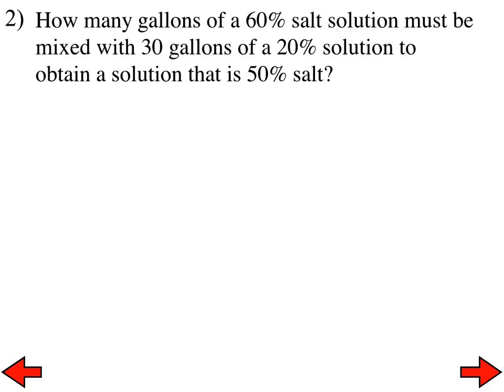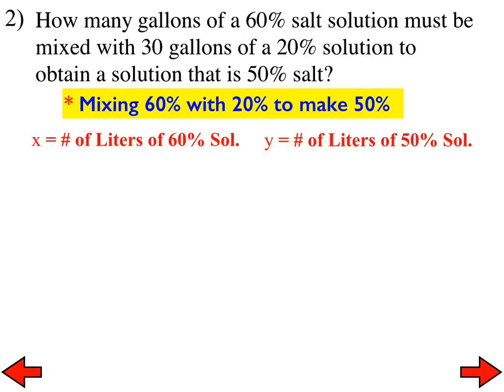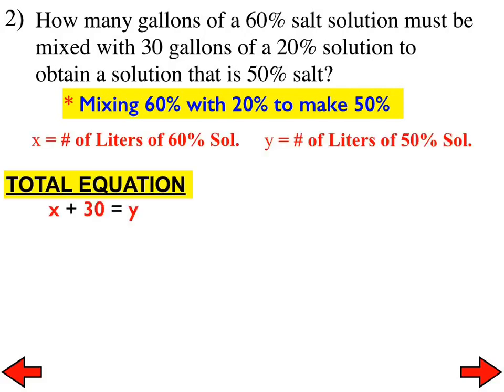Very important that you think about what you are mixing together, because that should clear up everything as you're setting up your system. In this problem, we are mixing 60% with 20% to make 50%. We do not know how much we have of the 60%. We do know how much we have of the 20%. That would be 30 gallons. And we do not know how much we have of the 50%. That leaves us with a total equation of x plus 30 equals y.